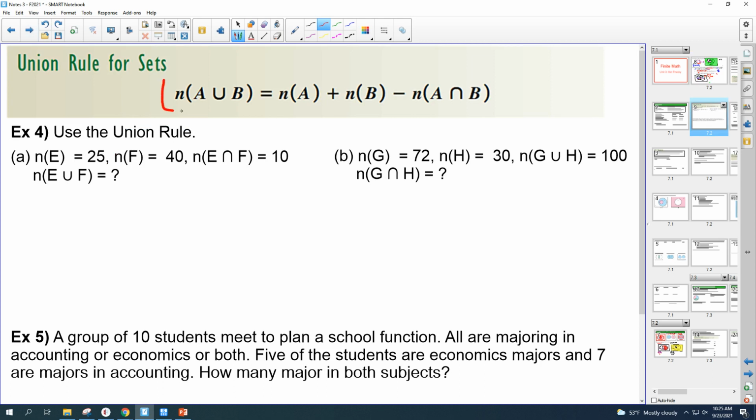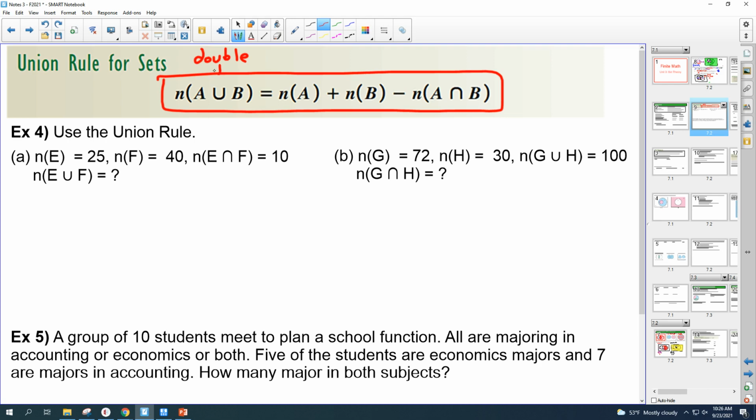Union rule for sets. Draw a box around this. This is going to come up in a couple of different lessons, a couple of different aspects or problems, it's going to come up a couple of times. And the way I remember it, it doesn't look like something you have to memorize, but it's really pretty easy. I look at it as a double. This is a double. When I say double, I mean there's A and B. There's two things. And we're going to add a single plus another single, and we're going to subtract the other double.